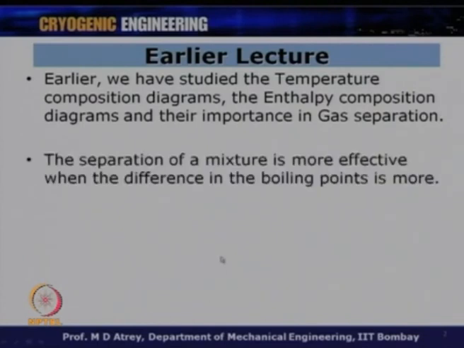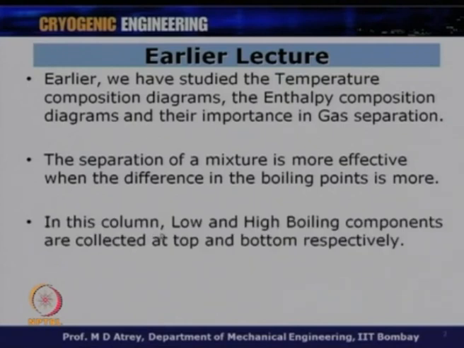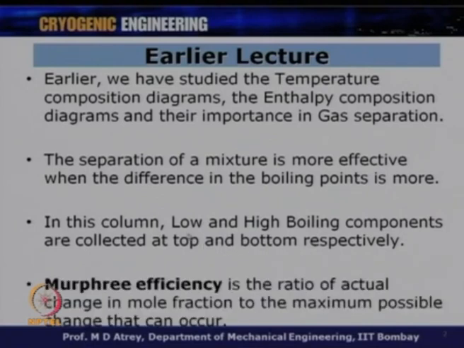The separation of a mixture is more effective when the difference in the boiling points is more. That is also we have understood. In the distillation column, the low and the high boiling components are collected at top and the bottom respectively of the column. For example, in nitrogen oxygen, you will get liquid nitrogen at the top and you will get oxygen at the bottom of the column.